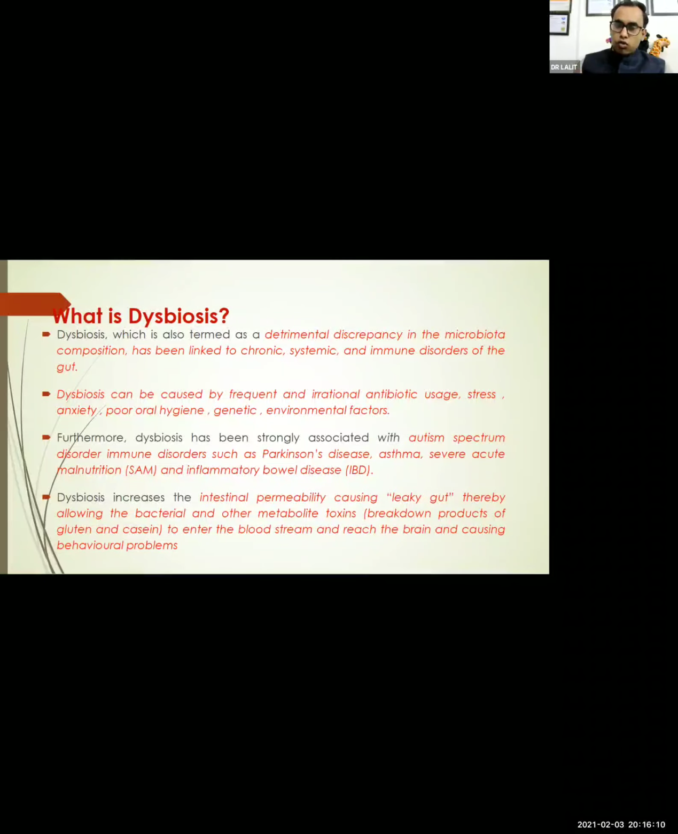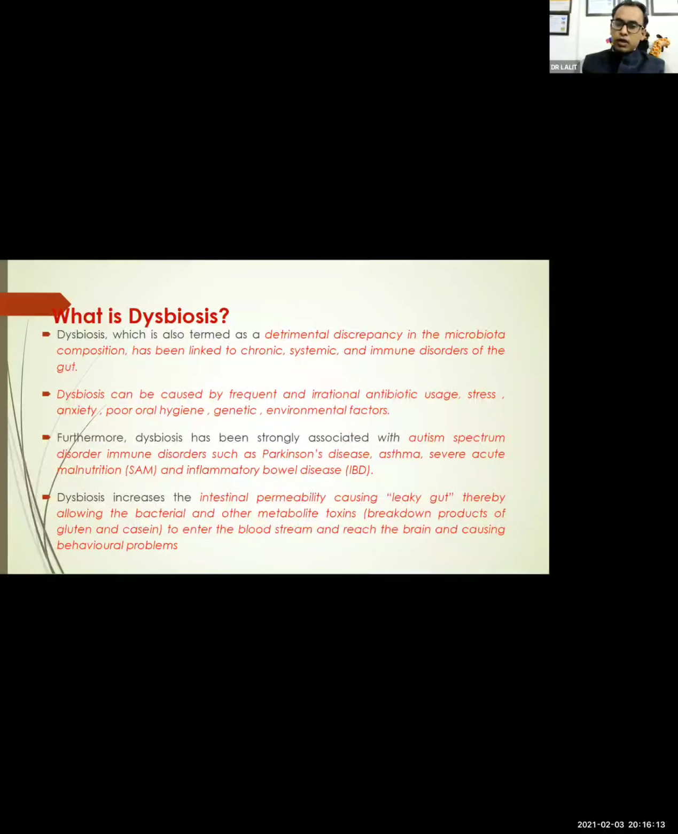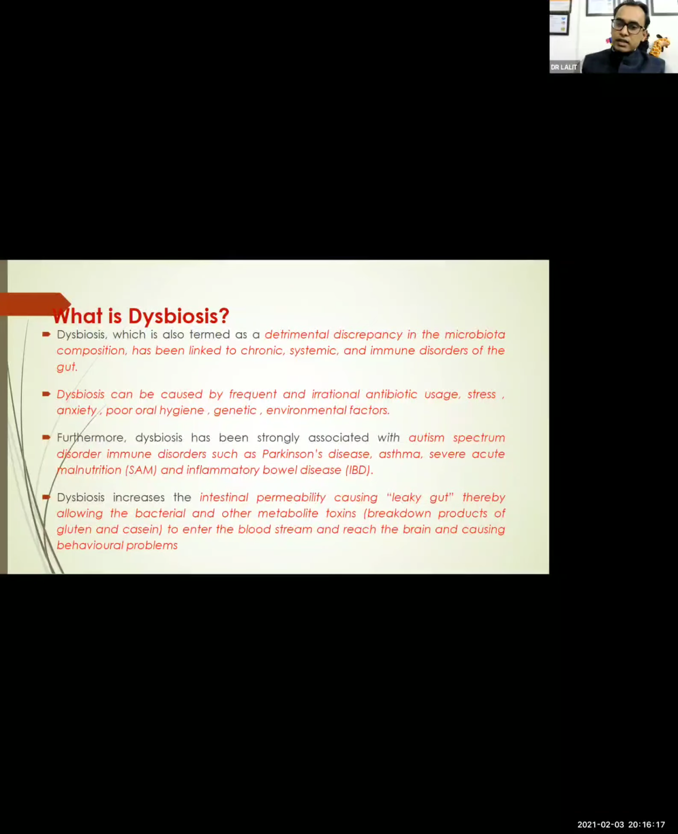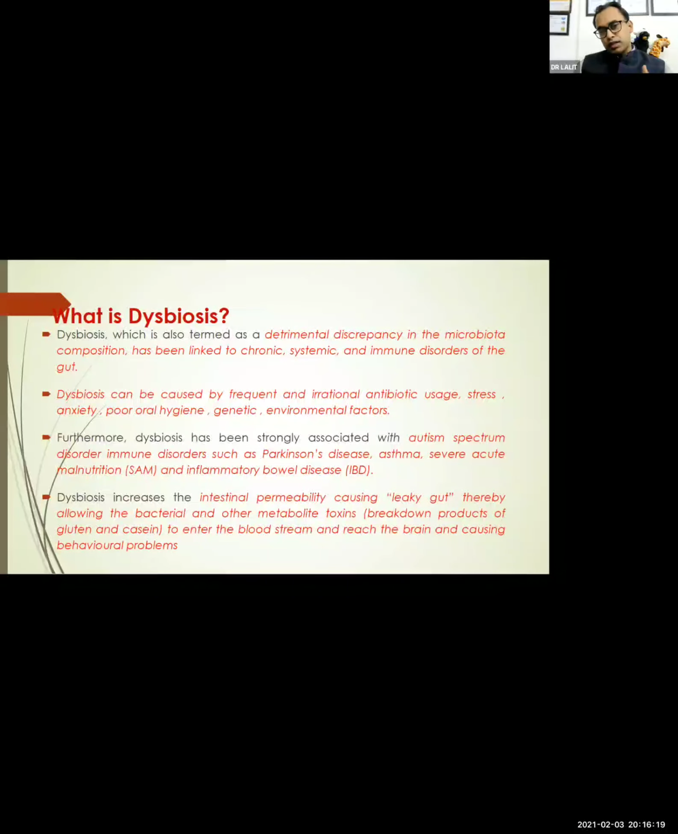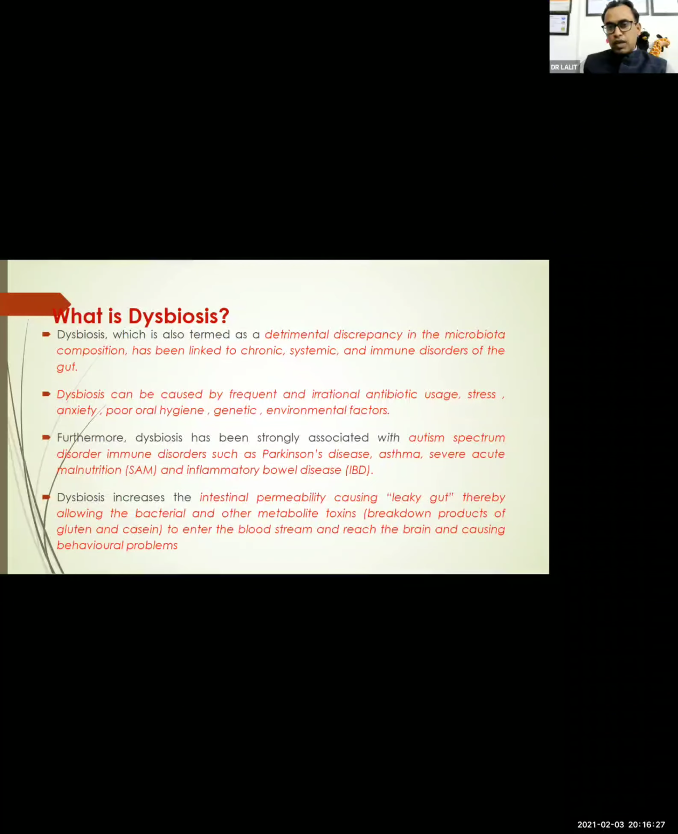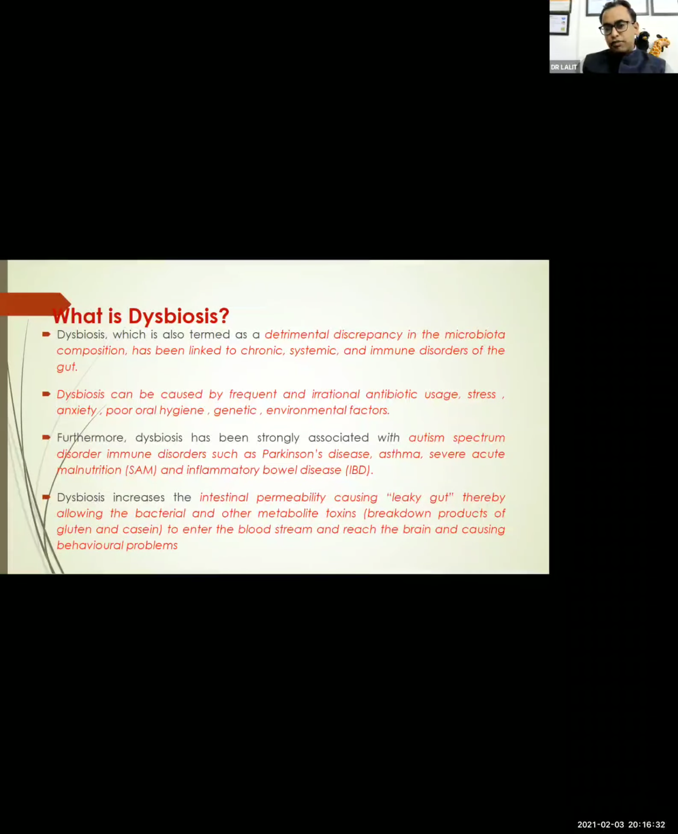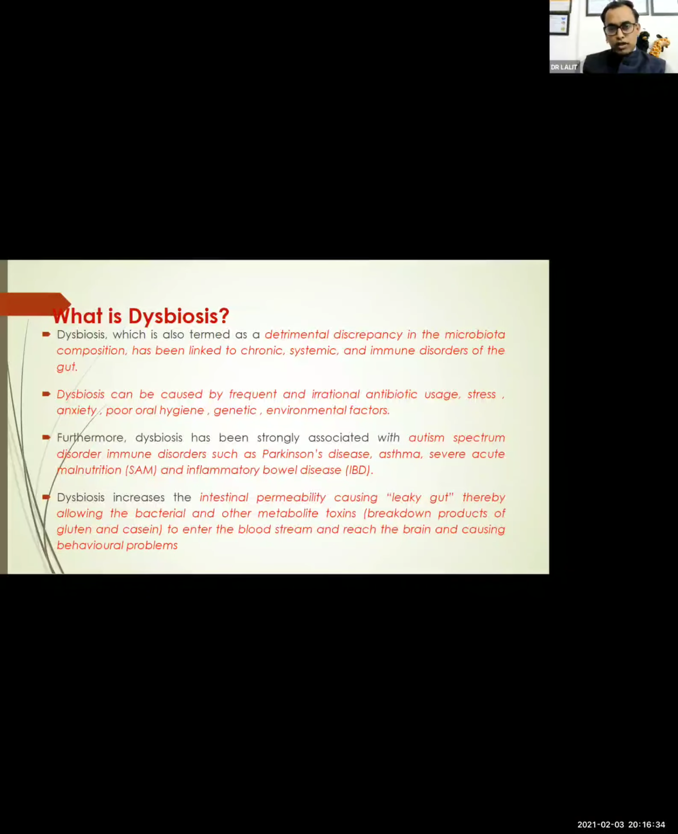So this whole gut dysbiosis starts right from the period when the mother conceives, when the child is in the womb. We'll describe in a future slide how exactly it happens. Furthermore, dysbiosis has been strongly associated with autoimmune disorders such as Parkinsonism, asthma, malnutrition, inflammatory bowel diseases. We'll confine our talk to autism only in these slides.